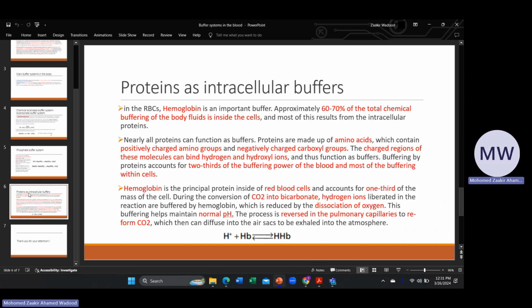I know this was probably one of the shorter talks, but essentially this is one of the final questions: these three buffer systems of the blood.